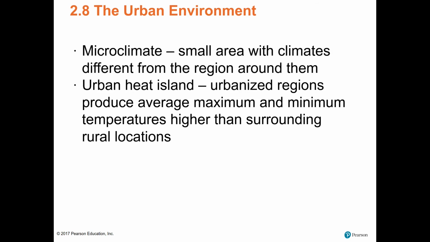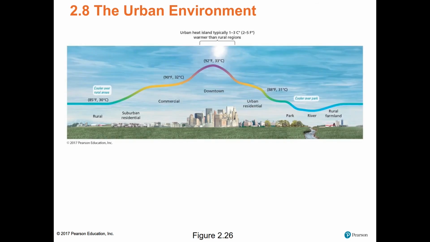Oh, we're up to the urban environment. Those are microclimates. Micro, small climate. That just means a small area. The urban heat island effect. Cities are hot. Rural areas, suburban areas are cooler because there's more vegetation.